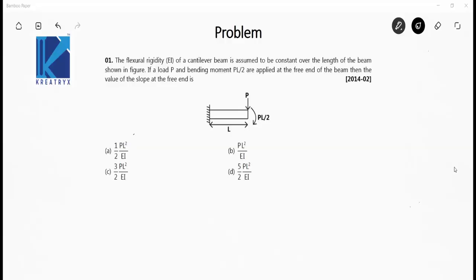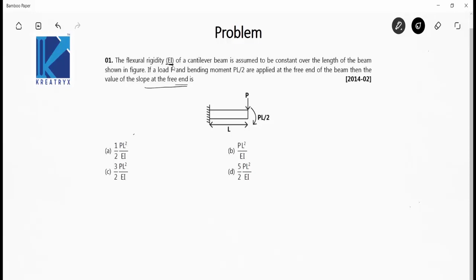Let's take on some questions from the chapter Bending of Beams. The flexural rigidity of a cantilever beam is assumed to be constant over the length of the beam shown in figure. Okay, so flexural rigidity, that is EI, is constant. If a load P and a bending moment PL by 2 are applied at the free end of the beam, then the value of the slope at the free end is.